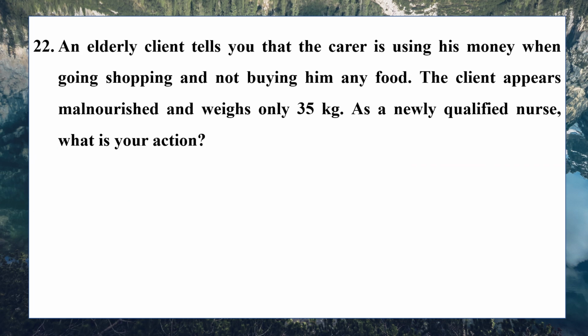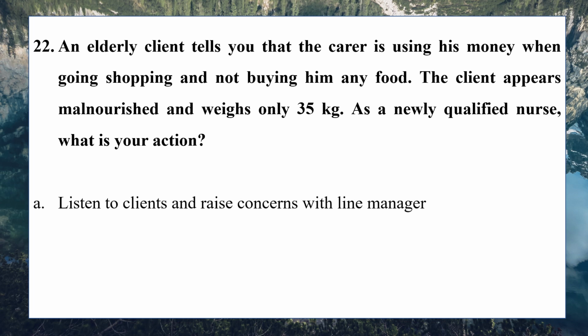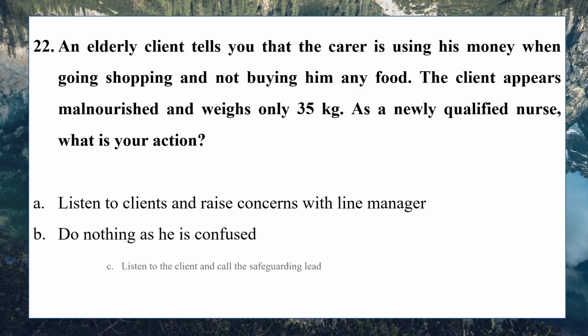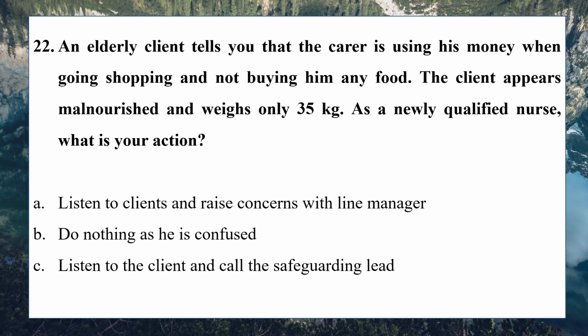An elderly client tells you that the carer is using his money when going shopping and not buying him any food. The client appears malnourished and weighs only 35 kg. As a newly qualified nurse, what is your action? Option A. Listen to clients and raise concern with line manager. Option B. Do nothing as he is confused. Option C. Listen to the client and call the safeguarding lead. Option D. Listen to the client and confirm with the carer.